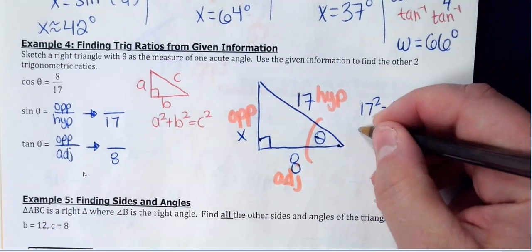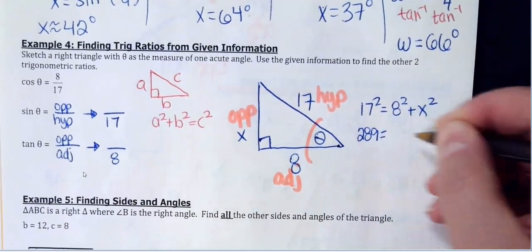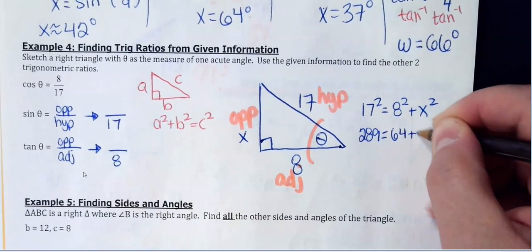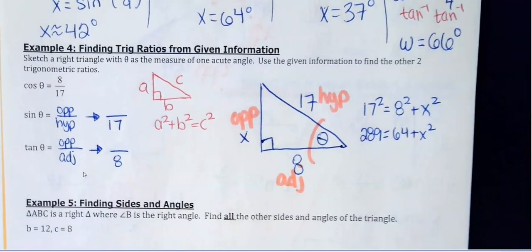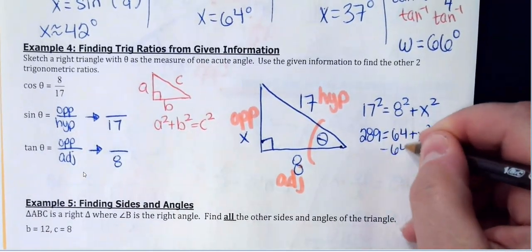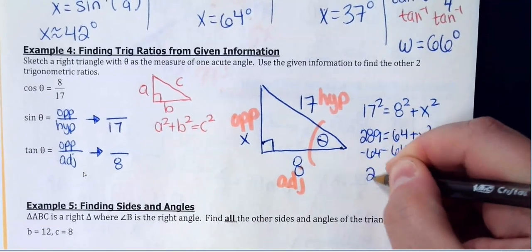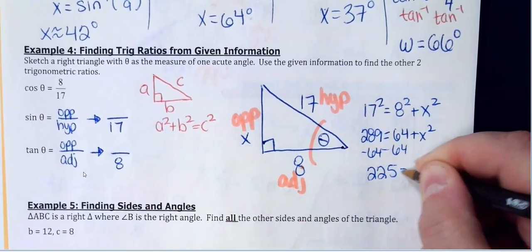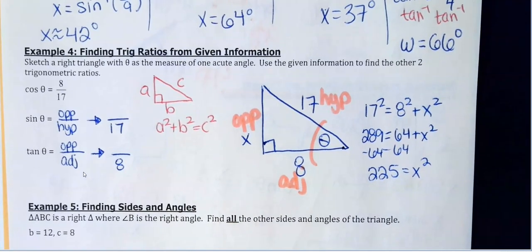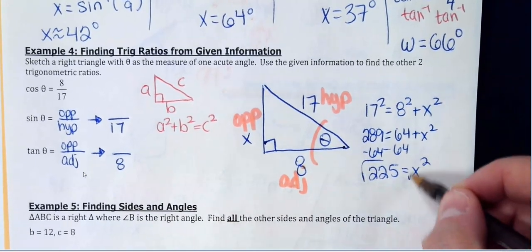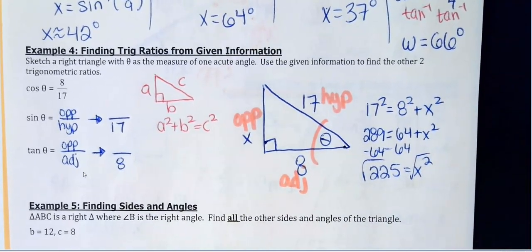So 17 squared is 289, 8 squared is 64, and then plus that, I just called it x. You can use whatever variable you want. Subtract 64 here, should get 225 equals x squared. Now, to solve this, right, we're going to take a square root, but if I'm talking about just a normal algebra problem, right, we would put a plus and minus.